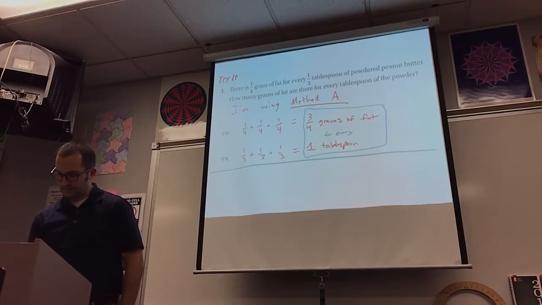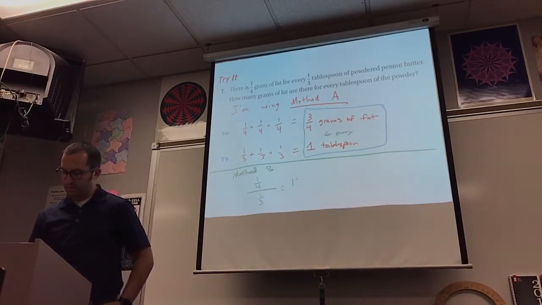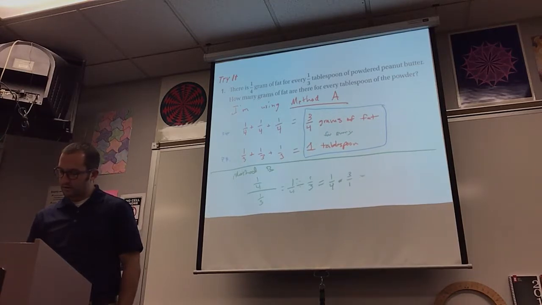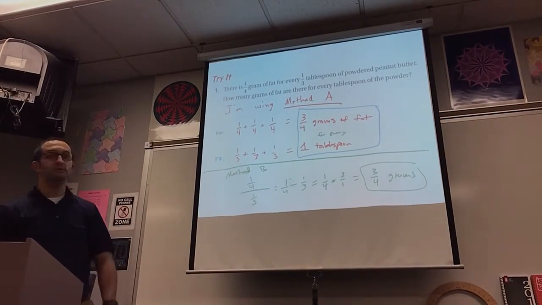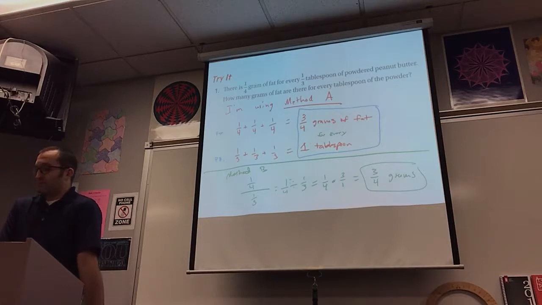Method B is a division problem, right? 1/4 divided by 1/3, which is 1/4 times 3/1, which is 3/4 grams. Either way is great, but in my head, I use method A for that one.